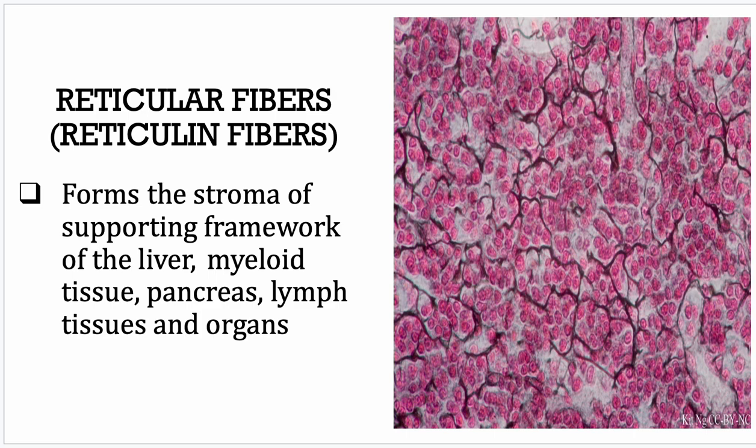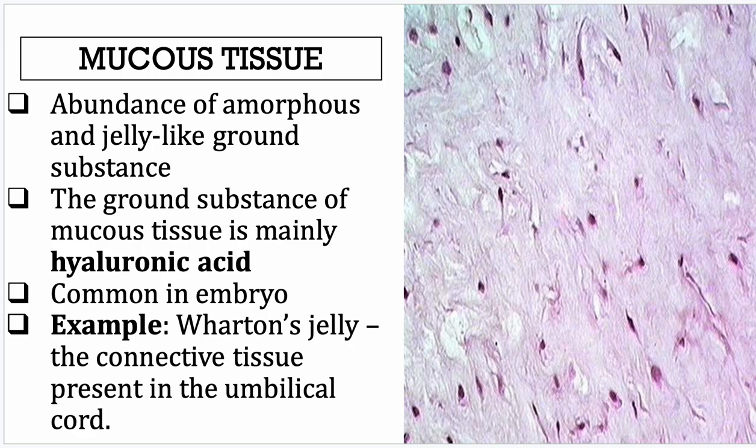Okay. So reticular fibers, they form the stroma or supporting framework. Especially makita mo siya sa mga liver, myeloid tissue, pancreas, lymph tissues, and organs. Mucous tissue. So, eto siya, no, pag mucous, imagine mo sa mucus, medyo jelly-like ground substance. So this is mainly composed of hyaluronic acid, and this is common in the embryo. So for example, no, what we call the connective tissue na nakikita sa umbilical cord, that's your Wharton's jelly.